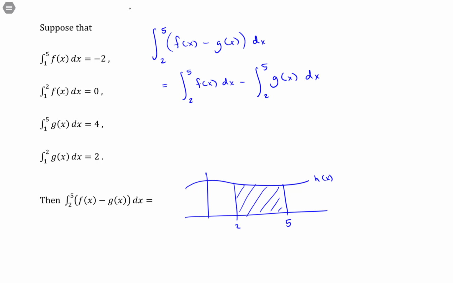But we know that we only have the integral from 1 to 5. So I'll say this is 1 to 5, so we have this orange region here. And then we have from 1 to 2, and 1 to 2, I'll just say is here to here, which is this green region.